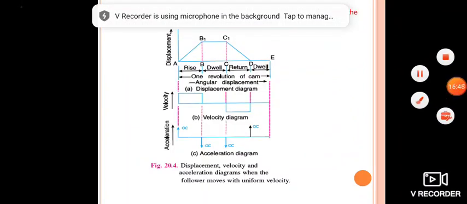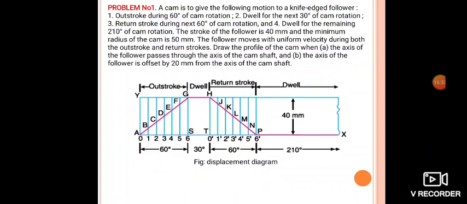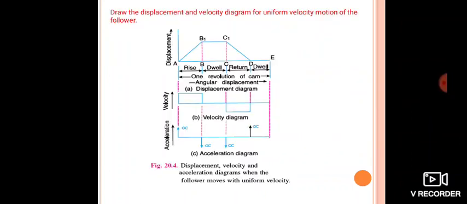And this one is a 10 marks question. Definitely they may ask for 10 marks. In this question, they just told to draw the displacement and velocity diagram, not asked for explanation. If they ask for the explanation regarding the displacement and velocity diagram of the uniform velocity motion of the follower, then draw the displacement, velocity and acceleration diagrams and write the procedure.